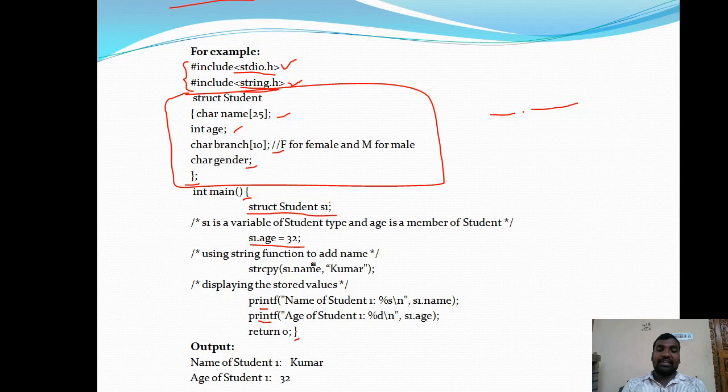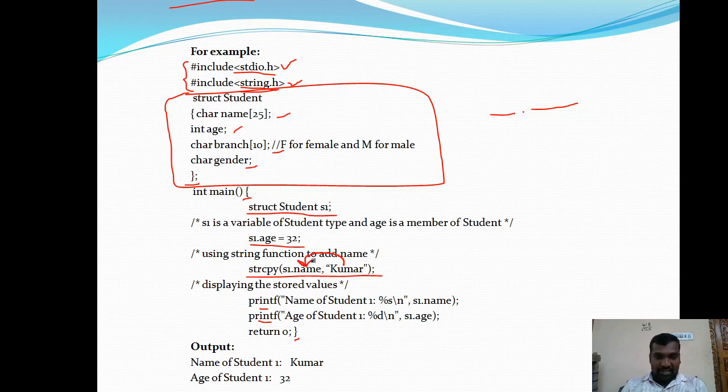I am trying to assign the age of student with 32. Then I am trying to use a string copy function, strcpy. Strcpy is a string copy function. It is going to copy the string from source to destination, right? So here Kumar is the string. It is copied to s1 dot name.